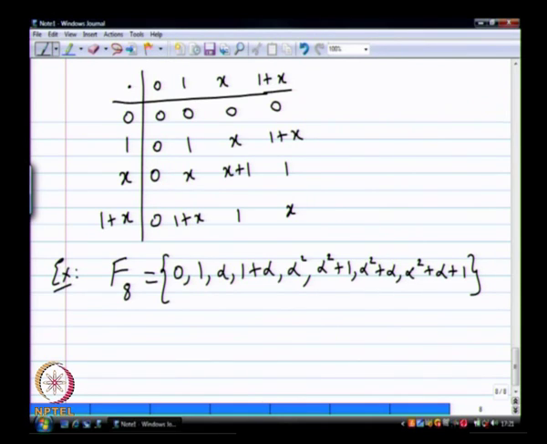Okay. So this is F8. I am not going to labor with the table for addition. I think addition is okay. We are also not going to labor with the table for multiplication, but we will do some multiplications by hand, just to check how things are working.